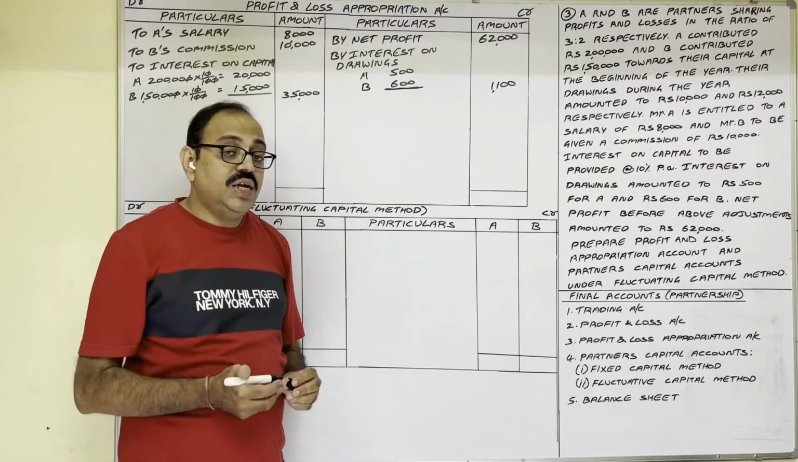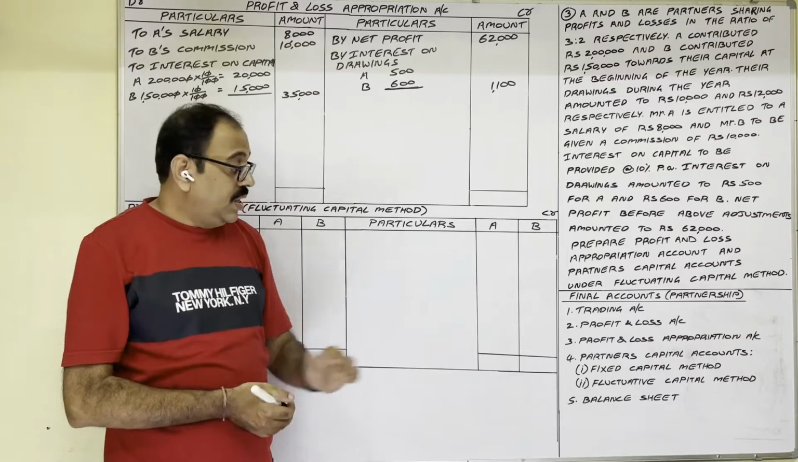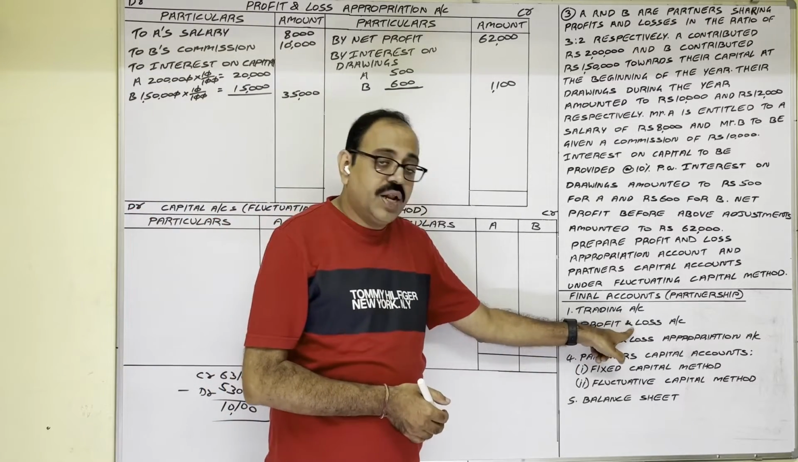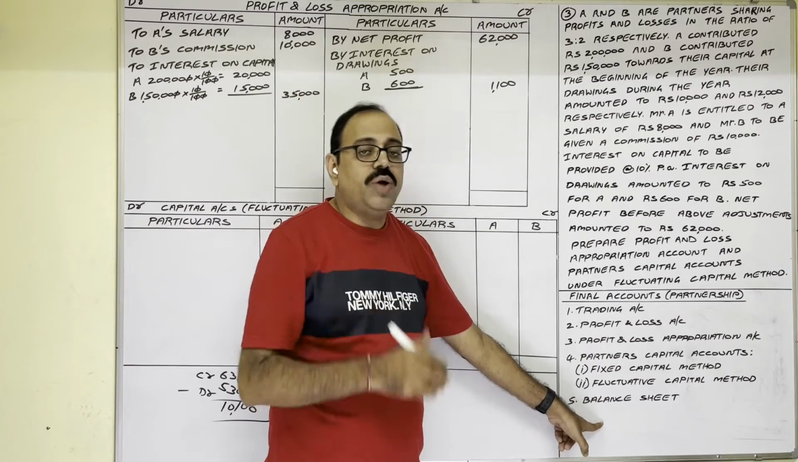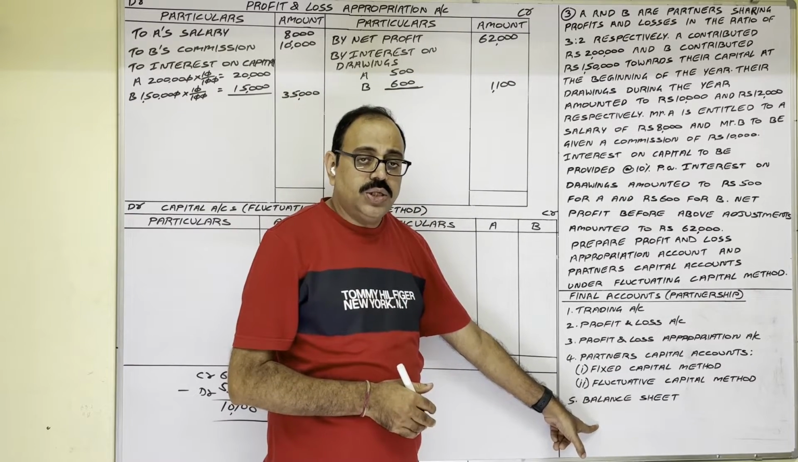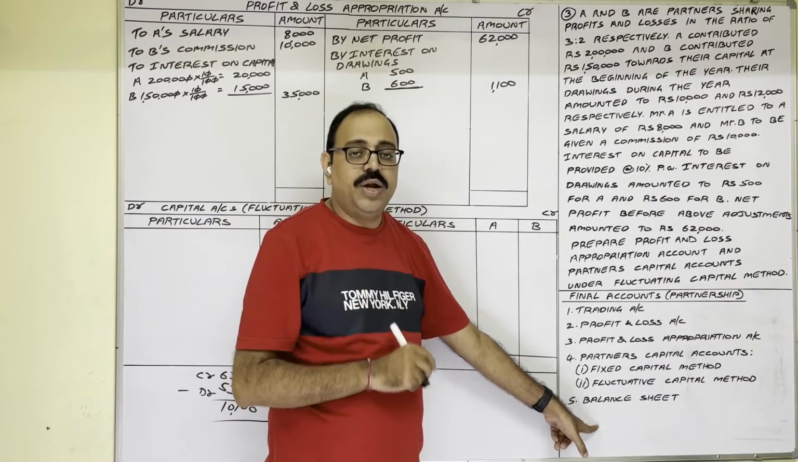Recollect from inter first year, sole proprietorship business final accounts. In the P&L account when profit comes, net profit, in the balance sheet we used to add it to capital. Because it is a sole proprietorship, only one owner, one capital.